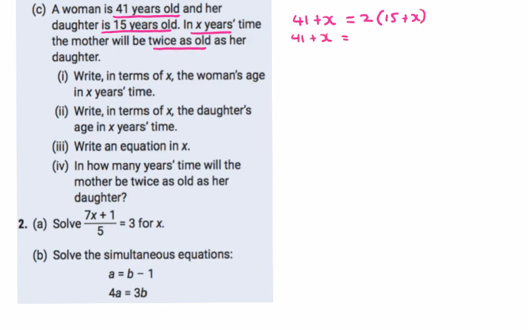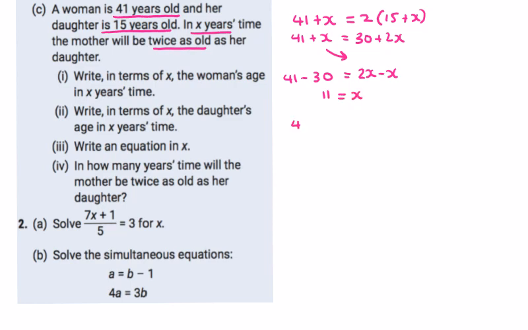41 plus X is equal to 30 plus 2X, and I can visualize that X going to the right. It'll be 2X minus X over there, and 41 minus 30 on the left. So it looks like 11 is equal to X, and we can check this.